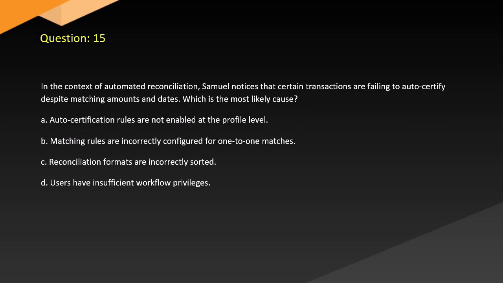Question 15. In the context of automated reconciliation, Samuel notices that certain transactions are failing to auto-certify despite matching amounts and dates. What is the most likely cause? A. Auto-certification rules are not enabled at the profile level. B. Matching rules are incorrectly configured for one-to-one matches. C. Reconciliation formats are incorrectly sorted. D. Users have insufficient workflow privileges.